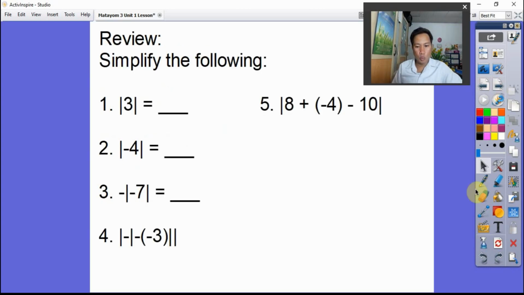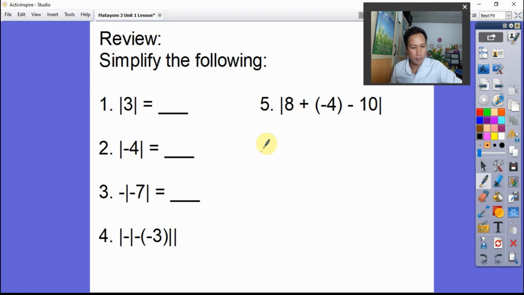Okay, let's review what you've learned in Matayom 1 about absolute value. Remember, absolute value is like the neutralization of the signs, or it is the distance from 0 to any number, regardless if it's positive or negative. For example, the first example is 3. Now, how far is 3 from 0? Okay, let me write that down.